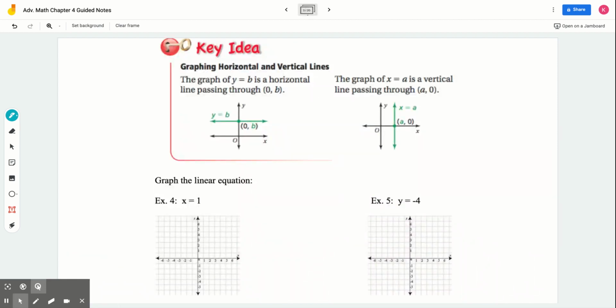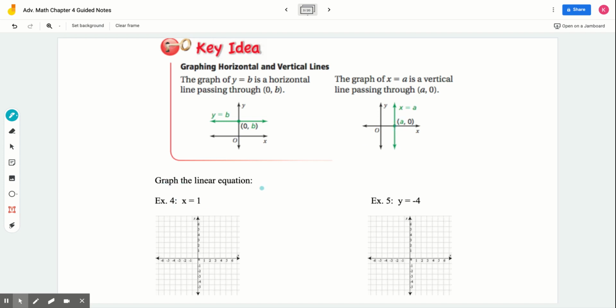When we graph horizontal and vertical lines, we have to take a look at the equation. So the graph of y equals b is a horizontal line passing through the point (0, b). So when you have a linear equation that says y equals b, the line is going to be horizontal, so going left to right. See that that line passes through a point on the y-axis. Now, the graph of x equals a is a vertical line passing through (a, 0). So it's vertical, up and down. Notice that that line passes through the x-axis.